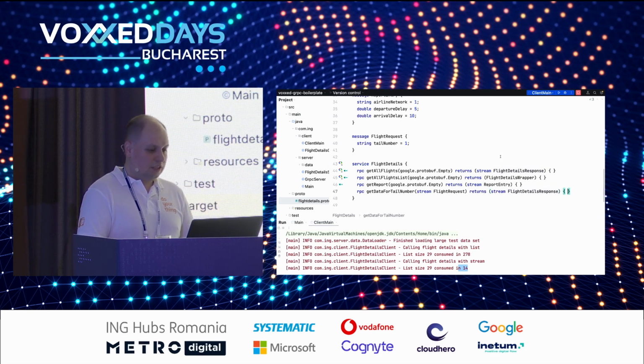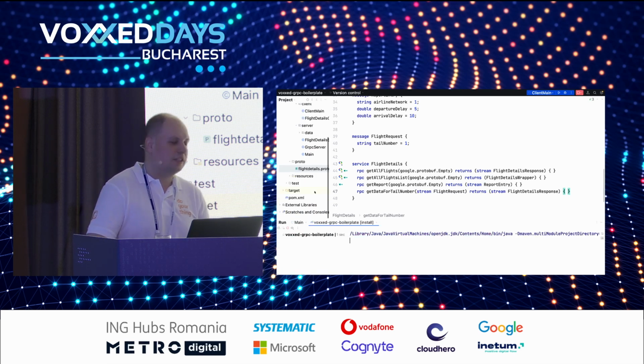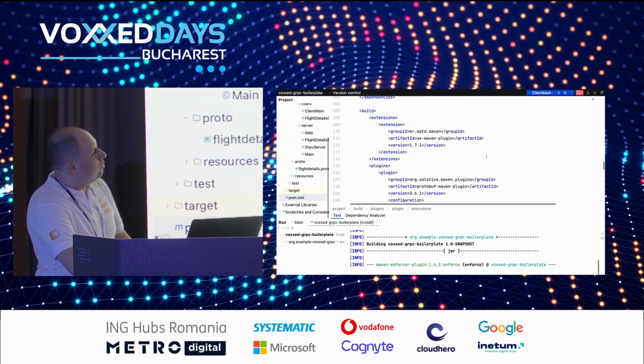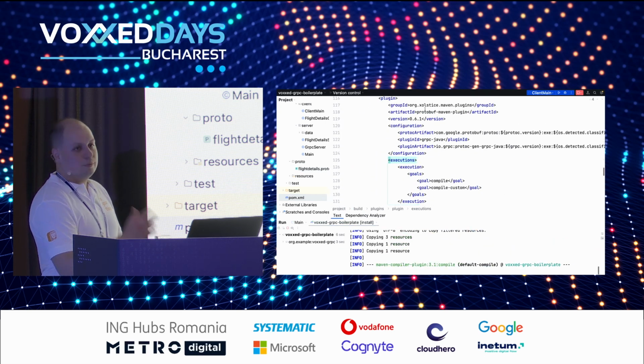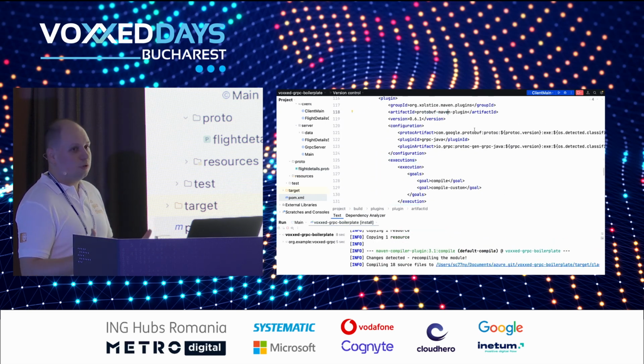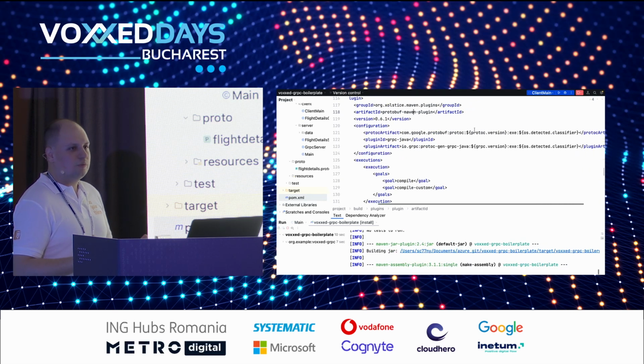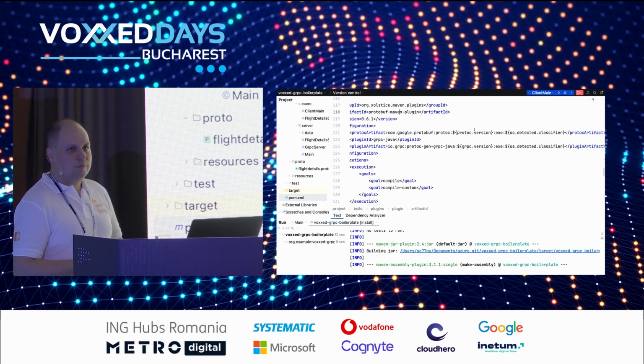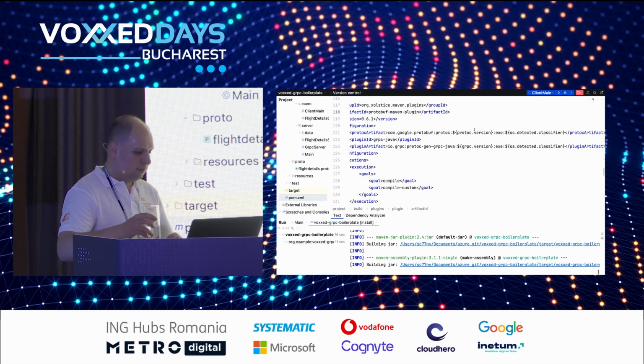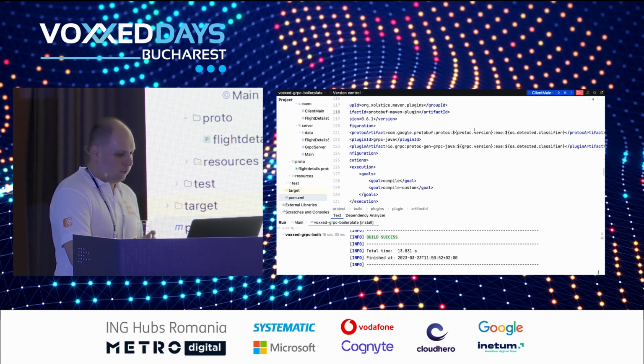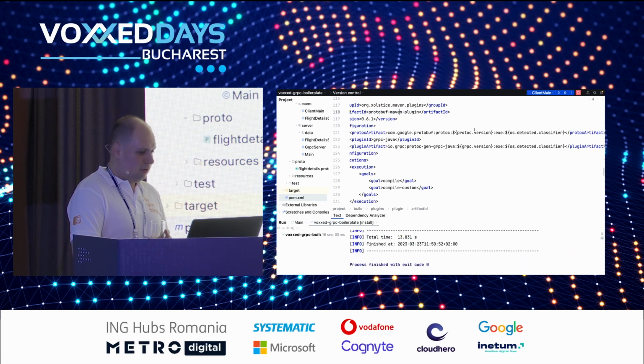In the POM, we actually have a plugin, the Protobuf Maven plugin, that is being used to generate the stubs based on the Protobuf, the Java code that we are going to use later in order to implement our APIs or to consume our APIs. Looking a little bit at what was generated, the build was a success.